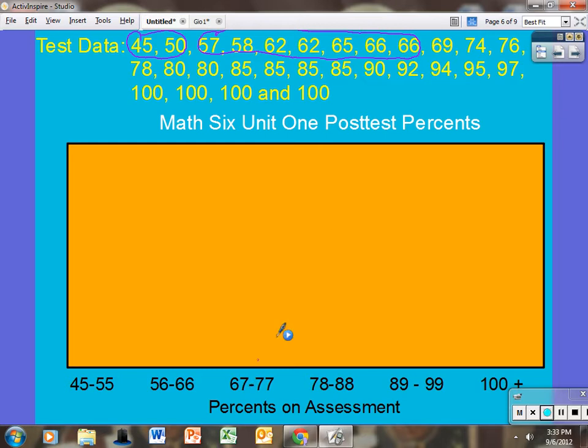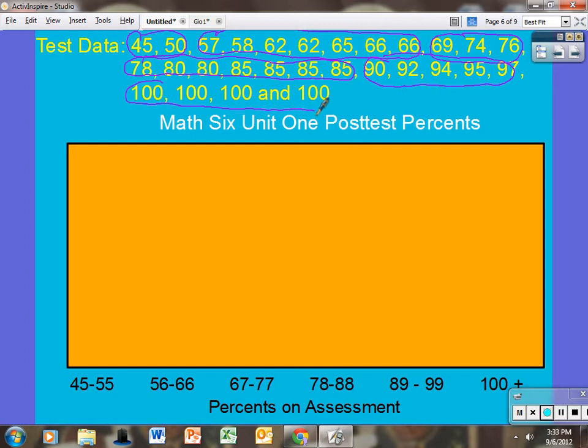Now I go 67 to 77. There's another chunk, or bin, or category of data. Now I go 78 to 88. 85, 85, 85. Okay, good. Now I have 89 to 90, that's all of that. And now I have my hundreds.